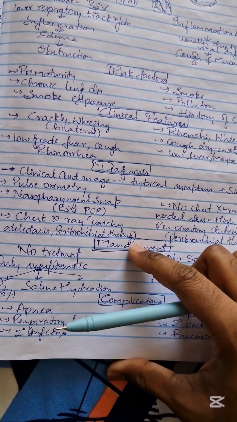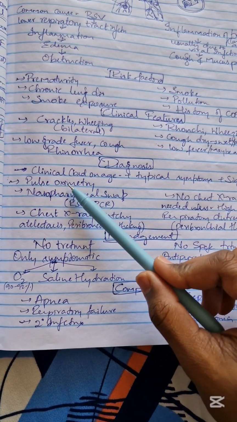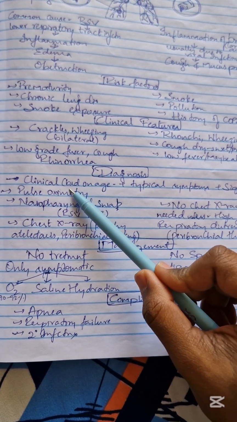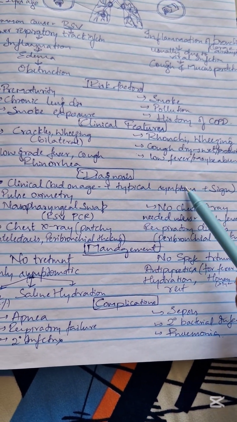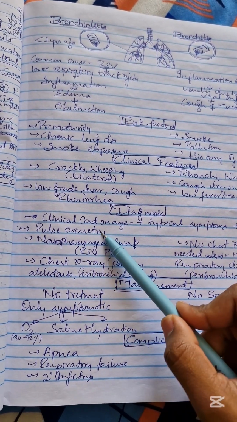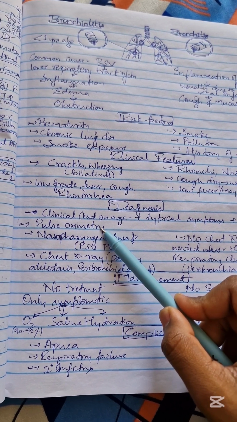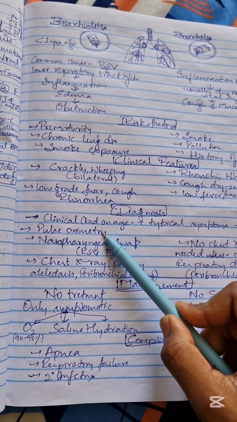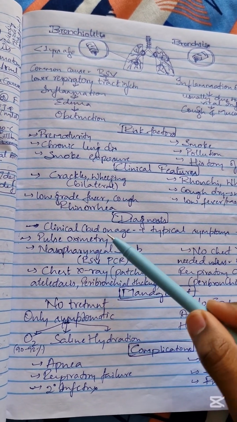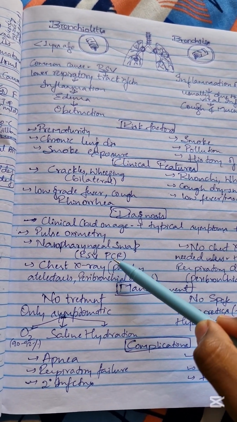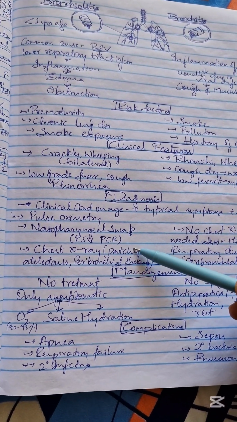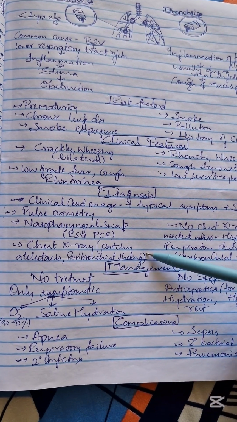Next, moving on to diagnosis. So what are the diagnoses? Clinical diagnosis will be more than enough for identifying what the patient is having. It will be based on age, typical symptoms and signs. In bronchiolitis, pulse oximetry should be done, because the patient might have low oxygen and you have to treat it by giving oxygen supply. And as it's caused by respiratory syncytial virus, you might have to do a nasopharyngeal swab PCR. Chest x-ray might not be needed. If you do the chest x-ray, patchy atelectasis and peribronchial thickening can be seen.